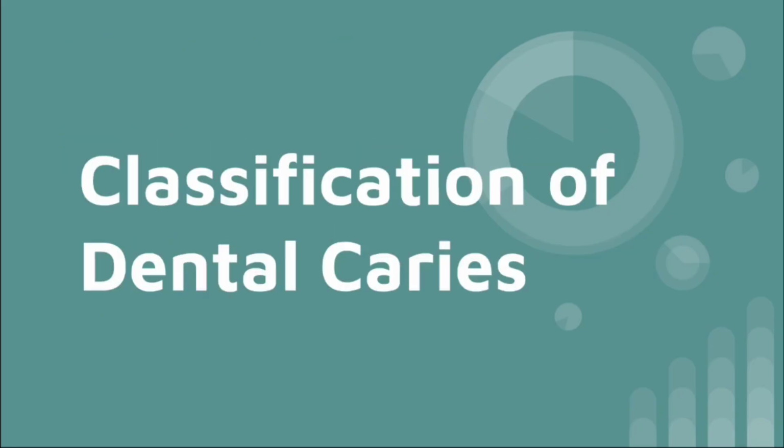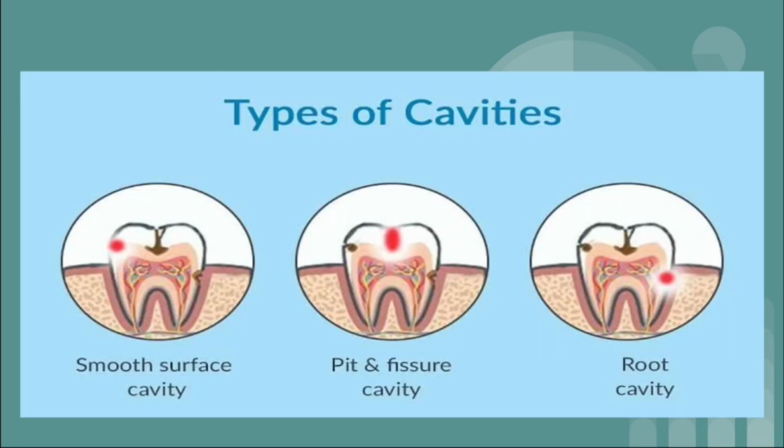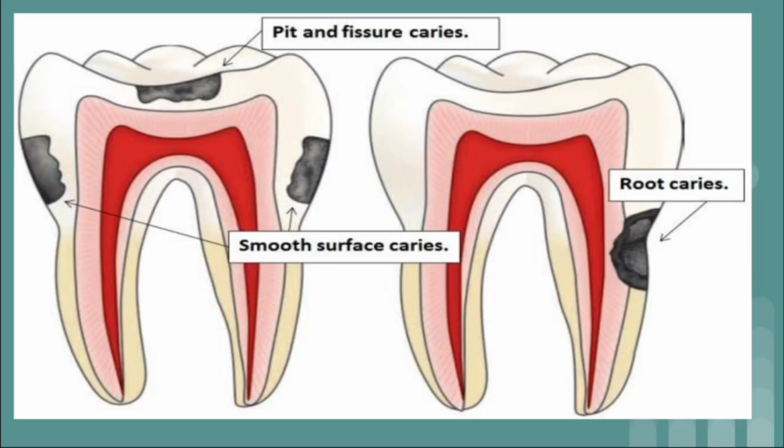So next is classification of dental caries. The classification is based on location: pit and fissure caries, smooth surface caries, and root caries. This is how smooth surface caries look, you can see in the first diagram. In the second diagram you can see pit and fissure caries. Third, you can see root caries. Here also you can see how pit and fissure caries, smooth surface caries, and root caries look and how they grow.